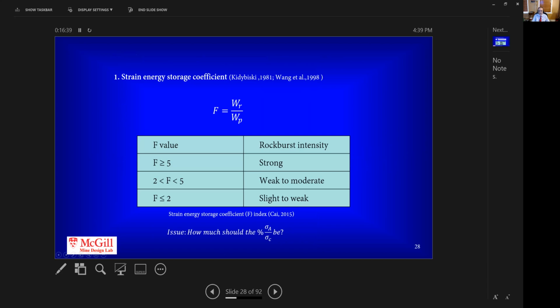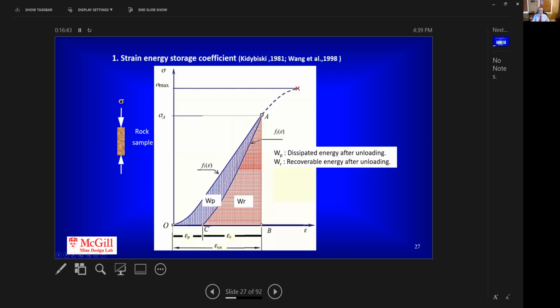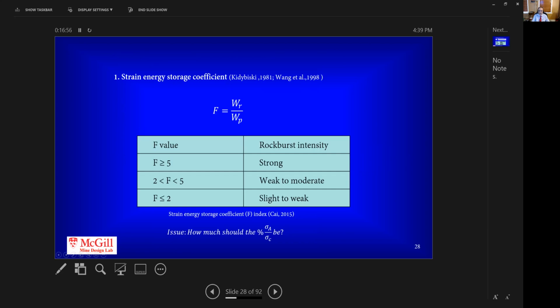So if F is very high, greater than 5, meaning that there is very little blue, it means there is very little fracturing happening between 0 and sigma A. Therefore, the sample is considered to be brittle, storing a lot of energy.